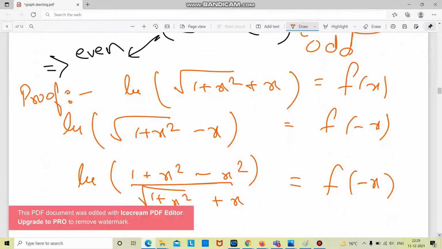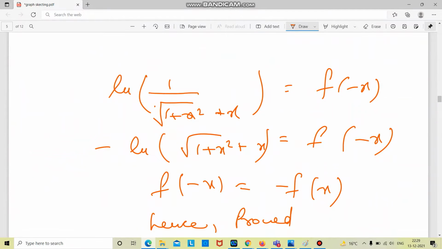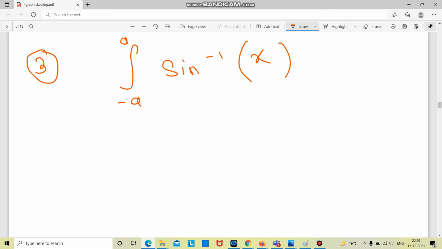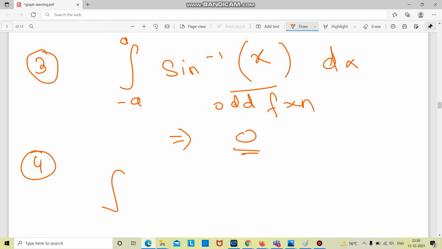We can solve more questions based on this property. Let's solve another problem. Integration from minus a to a of sine inverse of x dx. As we know, sine inverse x is an odd function. So hence the integration is 0.